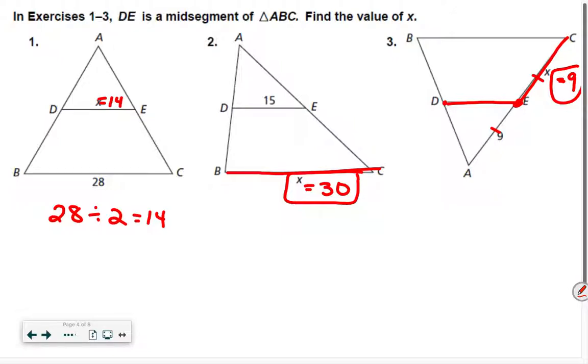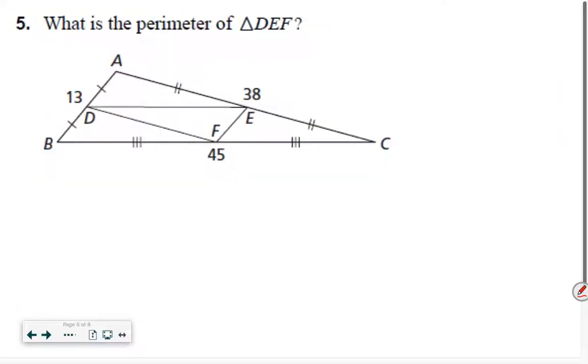Pretty straightforward. Now, when they give you multiple side lengths or multiple midsegments inside of one triangle, you just want to make sure you understand it's always half as long as the side that it's parallel to. So this question asks you to find the perimeter of DEF, which we currently don't know any of the sides of, but we can easily find. Let's start by finding the length of DE.